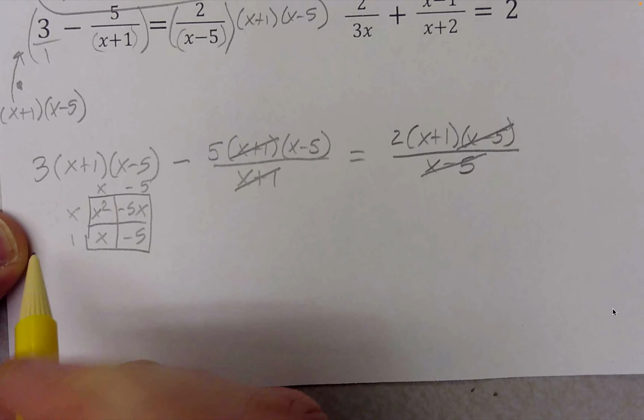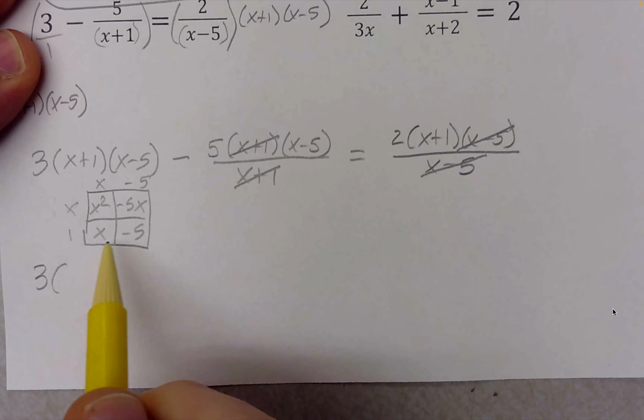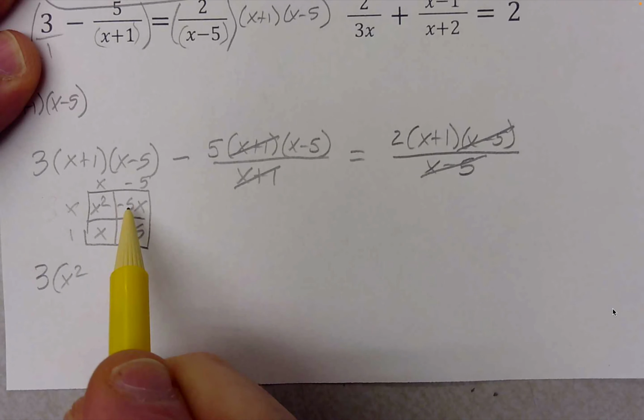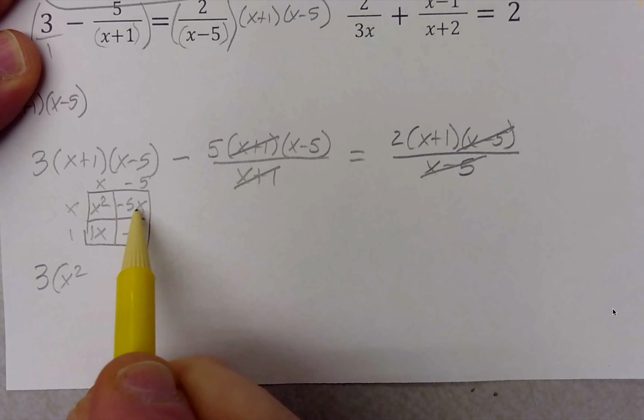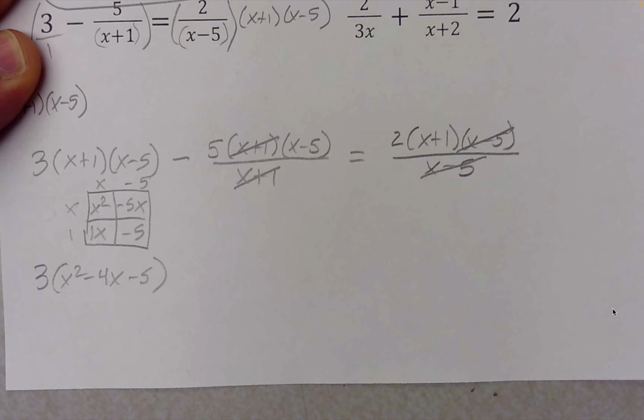Okay, so I still need the 3 out front. Haven't taken care of that yet. And then I have x squared. These combine, this is like 1x and 5x, that's negative 4x. And then we have negative 5, like so.